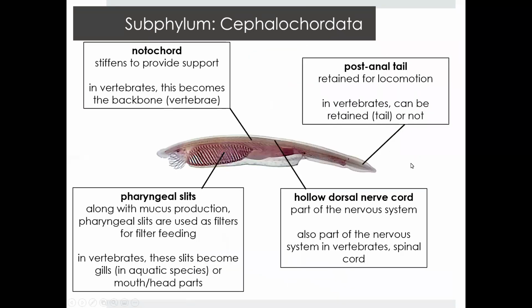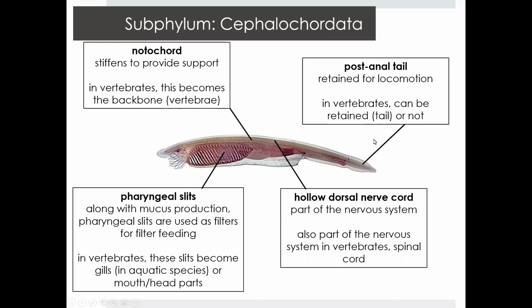All right. So, as I mentioned before, Cephalochordata, our lancelets here, retain all four of our chordate embryonic characteristics. They have the presence of a notochord, which in the Cephalochordata body type stiffens and provides support for the animal. Whereas in vertebrates, this notochord will eventually become a true backbone or vertebrae. The postanal tail, as we can see, is behind the anal portion of the body and is retained to help the organism move around. So it's used for locomotion.